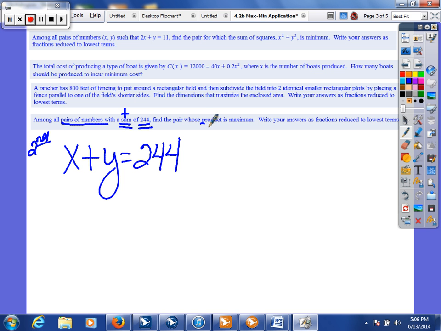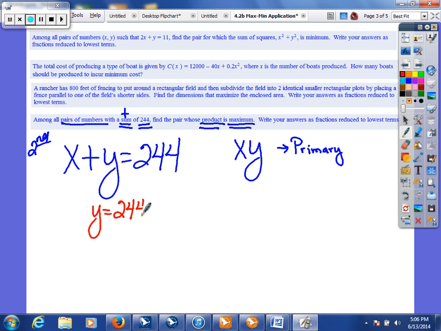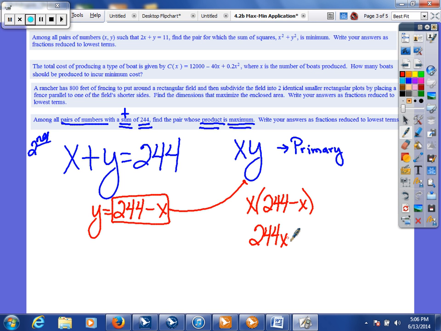Find the pair whose product is maximum. Okay, so I'm going to use x and y. Product means multiplication, and this is what I'm trying to maximize. So this is my primary. That's what I'm trying to find the maximum of. So what do I do? It's like a broken record. I take the secondary, I substitute in a value, let's say for y, from the secondary into the primary. This should result in a quadratic, and if you notice, we do get 244x minus x squared.